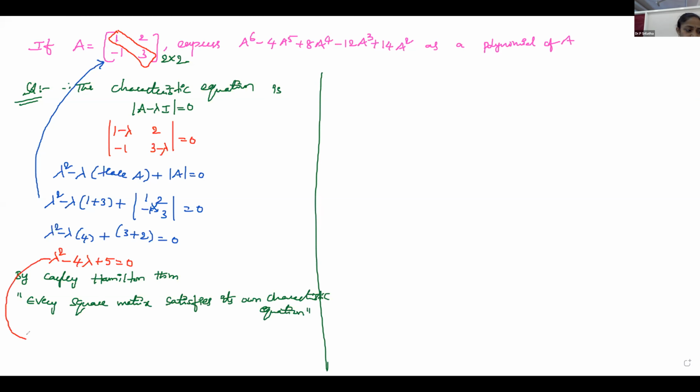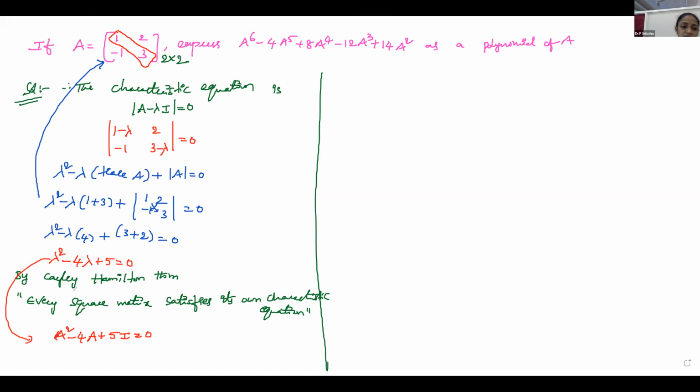instead of lambda we have to put A, right? So this will be A square minus 4A plus 5, and in place of the constant we have to put I. Because these are all matrices, for the constant also we have to write in terms of matrices. So that's why we put I here.